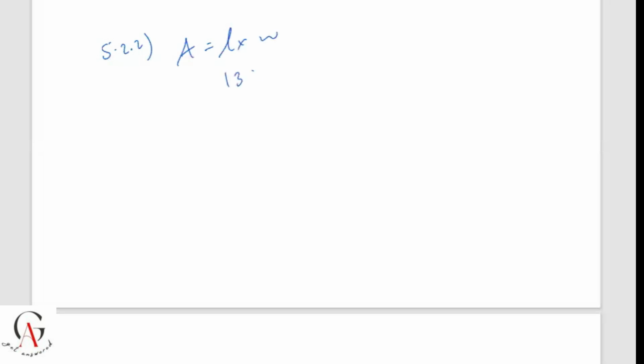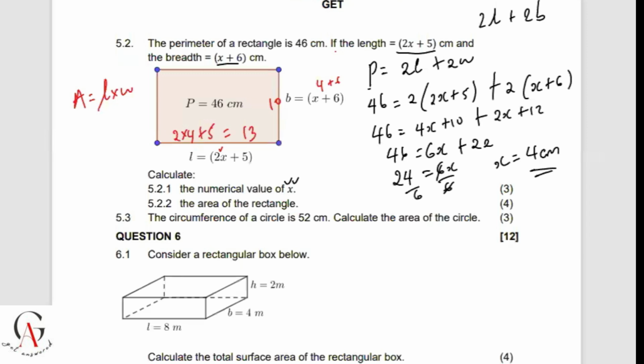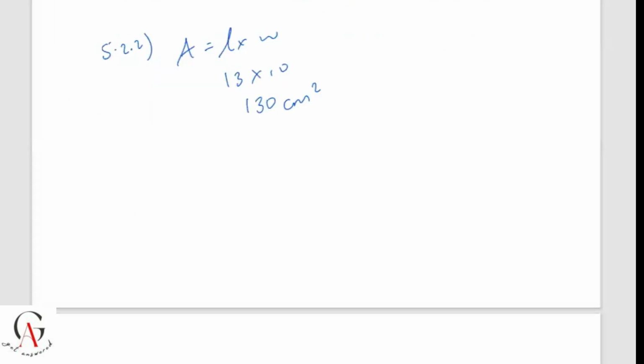Okay, so 13 times 10, which is 130 centimeters squared. So that is the area of the rectangle. Then 5.3, they want us to get the area of the circle if the circumference is 52. So circumference is 52. They want us to get the area.